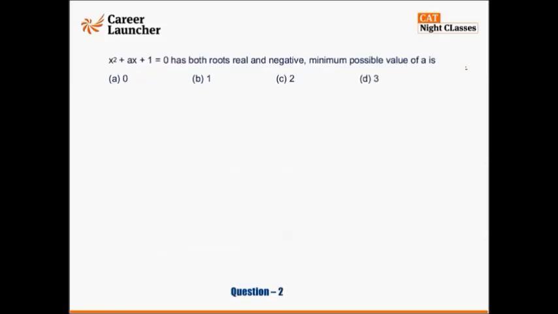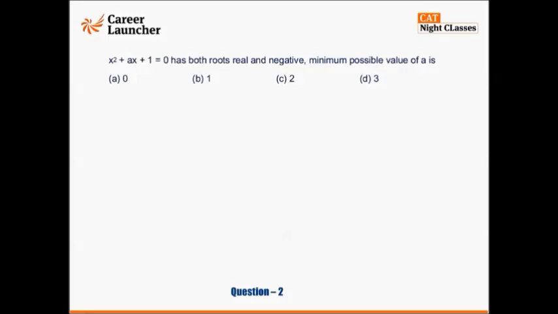x square plus ax plus 1 equals 0 has both roots real and negative. Minimum possible value of a is. Guys, as always, I'll give you all 2 minutes. Do keep in mind that I'm not teaching you all today, so I'm not explaining concepts to you all. I'm not taking you through basics of mathematics, basics of quadratic equations and so on. The objective today is to familiarize you with the kind of questions that might crop up in the CAT exam. So try and solve this on your own, and then I'll show you a simple method of going about it. Once again, I'll give you all 2 minutes to try this.